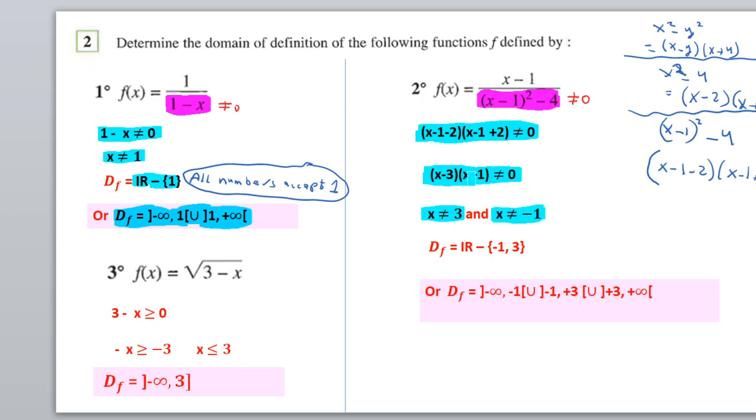And if you want a simple way, flip the signs. Minus 3 becomes plus 3, plus 1 becomes minus 1. Okay? This means that the domain of definition is equal to all the numbers except negative 1 and 3. So the domain of definition should start from minus infinity till minus 1 opened. Minus 1 should not be in the domain. So we open it, union minus 1, 3, union 3, plus infinity.